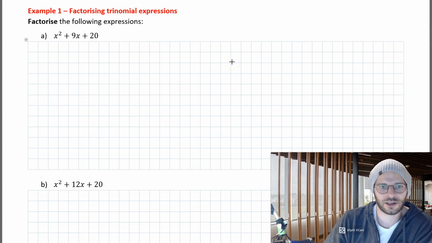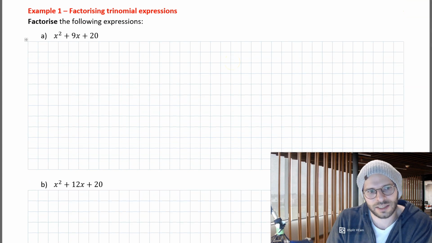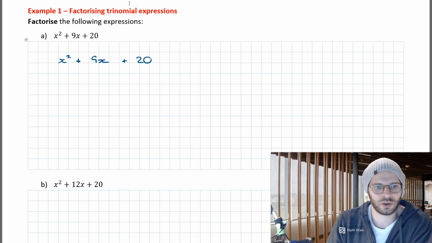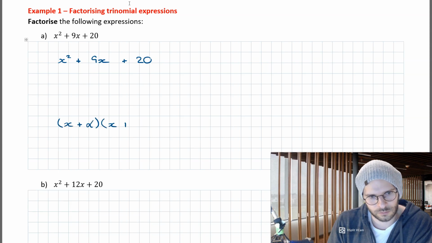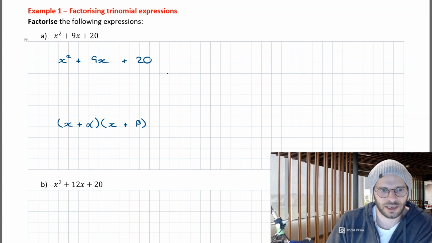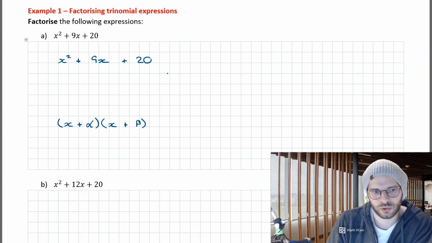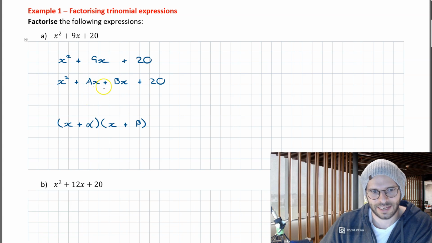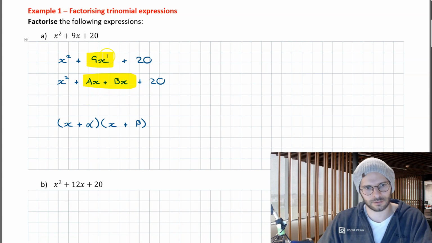Example 1, factorize the following expression. We have the expression x squared plus 9x plus 20, and we want to factorize this such that it's going to be of the form x plus alpha times x plus beta. Now the way in which this is going to be done is using the method called the sum and product method. The way in which this works is we are going to split the middle term in the trinomial.